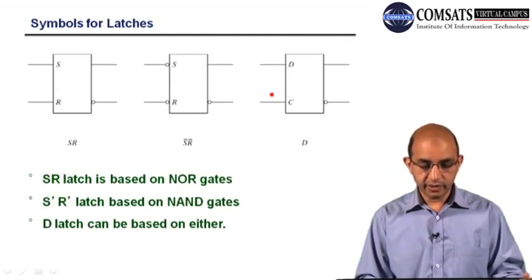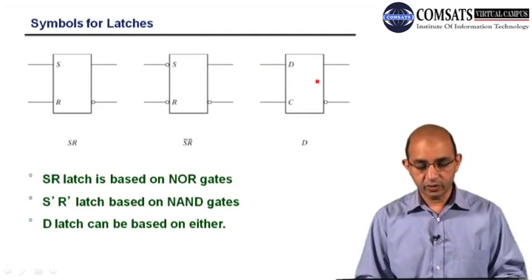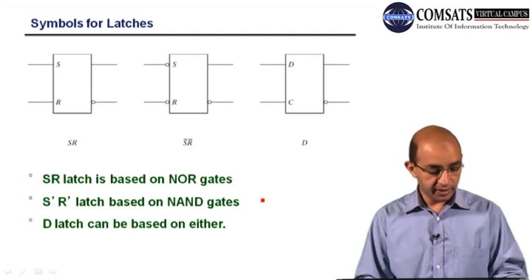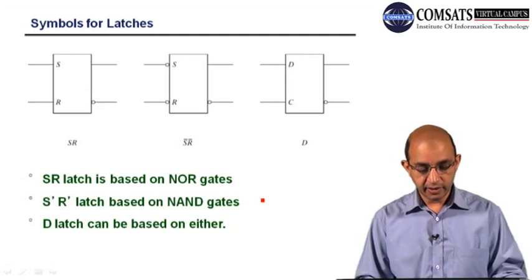So these are the symbols, because now we have another addition of the D-latch. This is the SR latch, and this is the SR latch with inverted or complemented inputs. The SR latch can be made from NOR gates as well as from NAND gates. The SR latch is based on NOR gates, and the R complement latch is based on NAND gates.